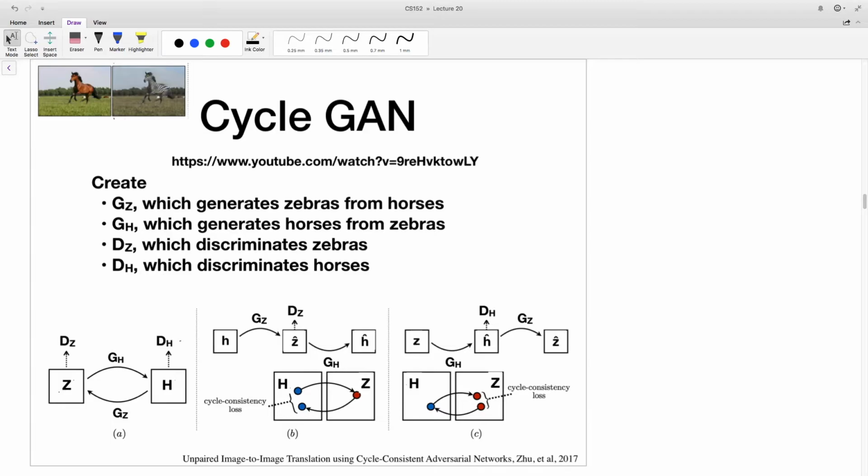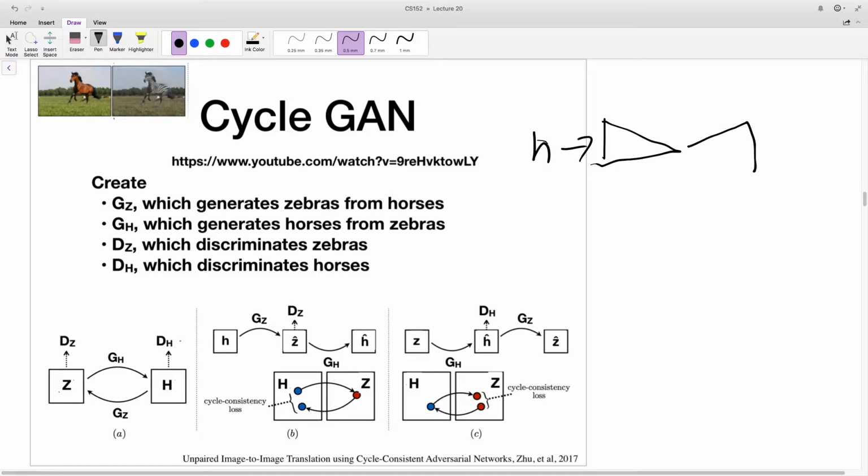In another sense, what we're doing is an autoencoding. In one sense, what we're doing is we have a horse that we are taking into horse prime. Horse hat, I think is what I call it over here. This autoencoding, what's the first part of the encoding? Okay. So the first part of the encoding, this is the G_Z, right? We're taking a horse to a zebra, and then we're taking it back, G_H, to a horse. So it really is a form of autoencoding.